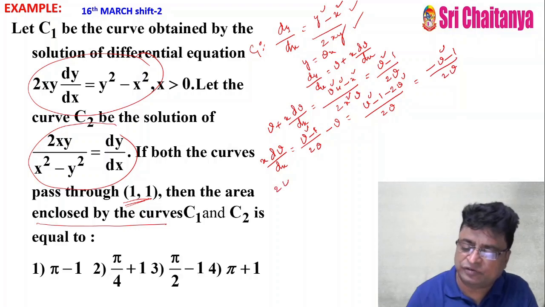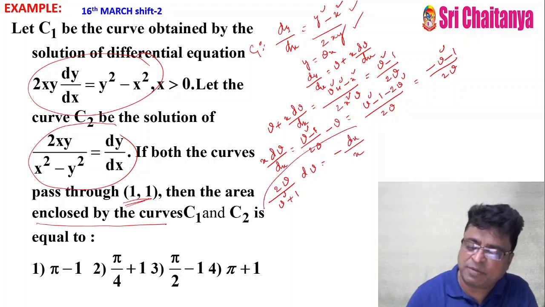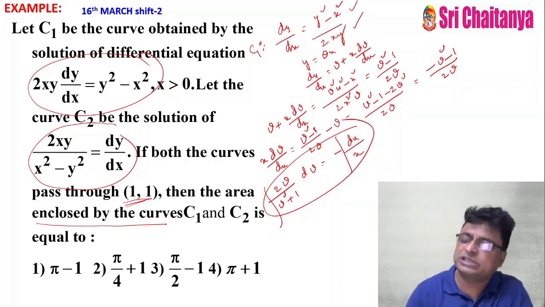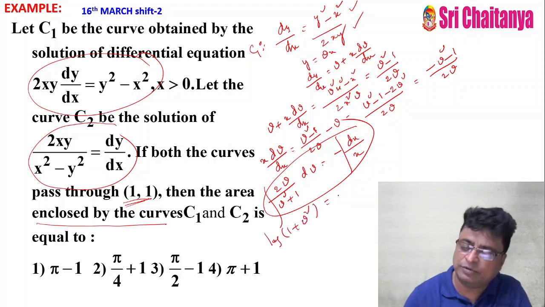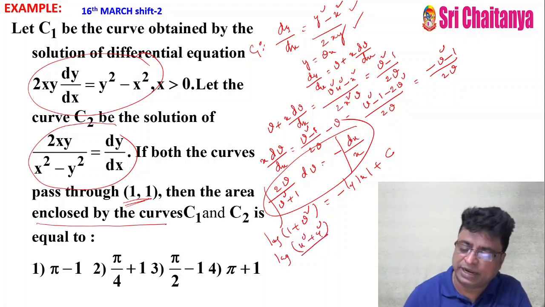Now what I am doing is, this is 2V by V square plus 1 dV is equal to minus dx by x. Now it is in the form of what? Variable separable. Integrate on both sides. This is f dash x by f of x, with modulus. So log mod 1 plus V square equals minus log mod x, plus I can write C or log C, that is my choice. Now replace V with y by x. So this is log of x square plus y square by x square, because V means y by x, equals minus log mod x plus C.